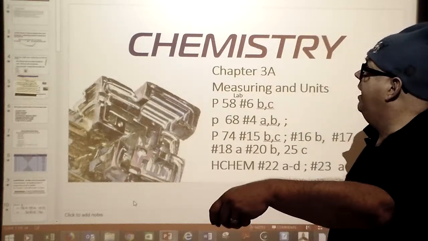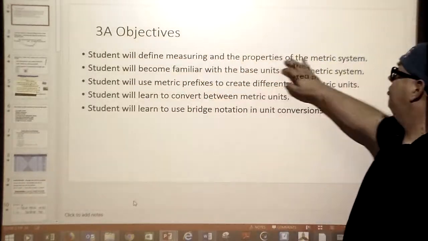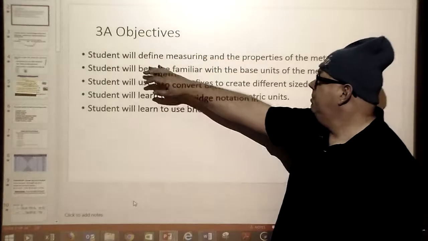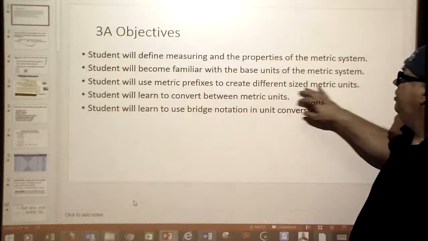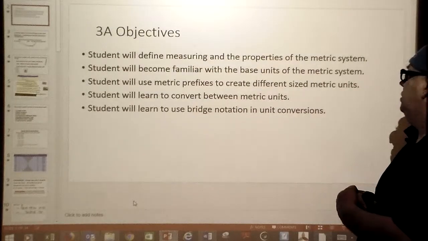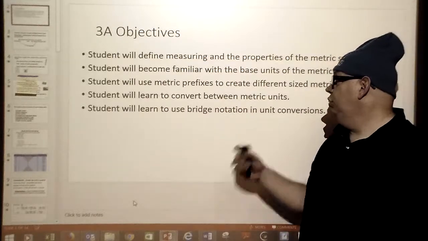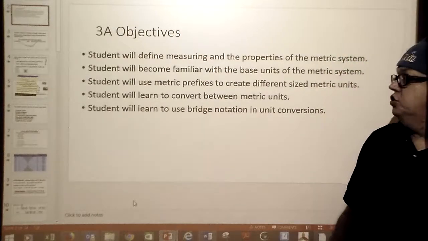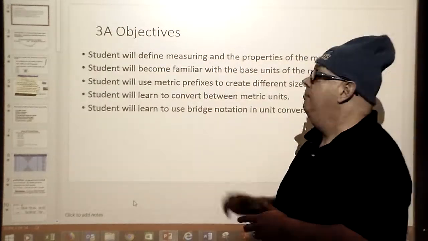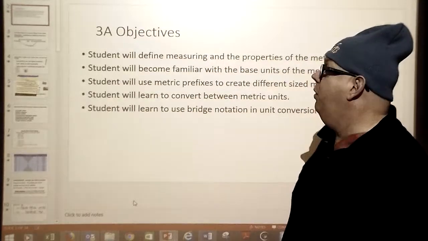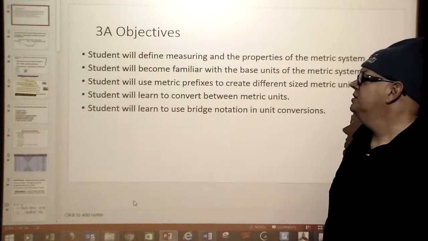Now, what are the goals that we have here for section 3A? Well, we're going to define the measuring and the properties of the metric system. You're going to become familiar with the base units of the metric system. You're going to use metric prefixes to create different sized metric units. And you will learn to convert between metric units. And you will learn to use bridge notation and unit conversions. Now, we're not going to cover all of that here in this video, but that is the plan that we are going with, because there will be a number of videos that would cover some of this.